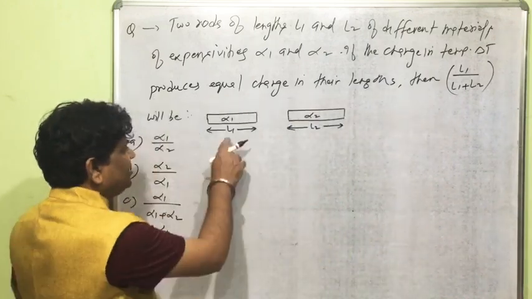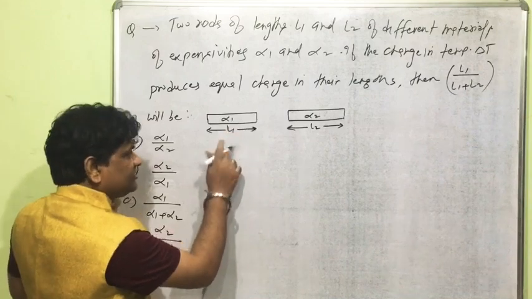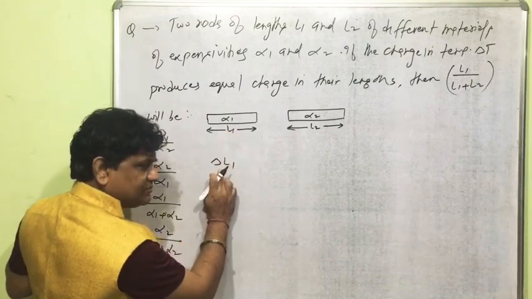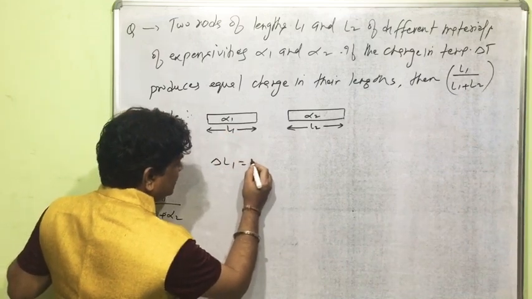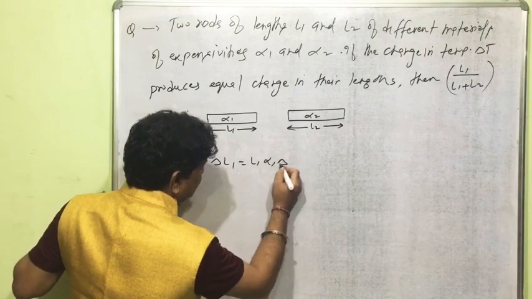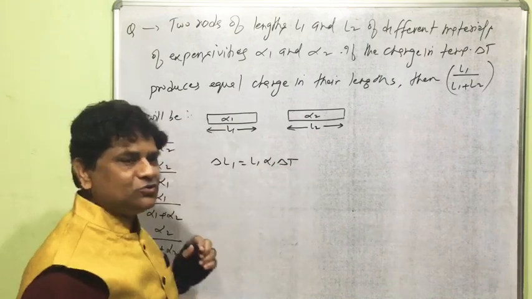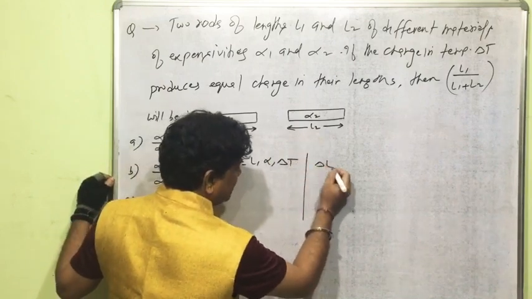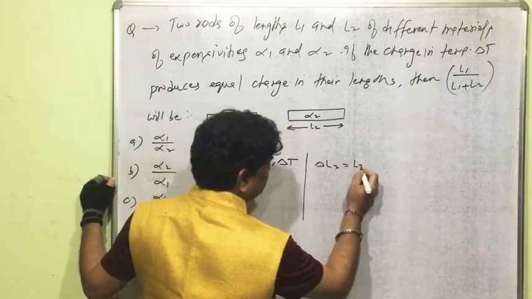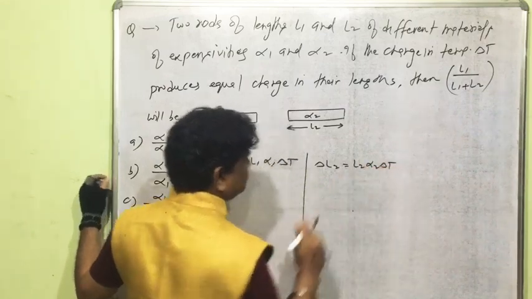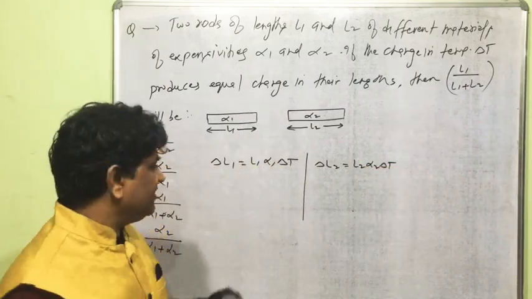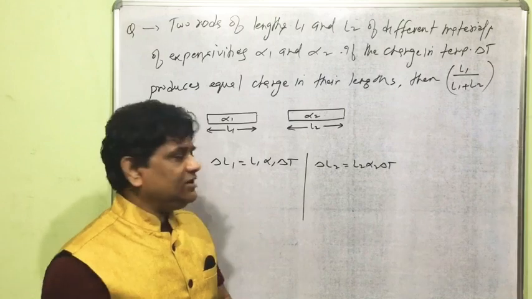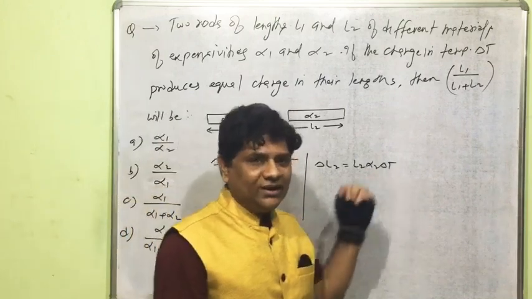So, what is the change in length of the first rod? Suppose delta L1 is equal to L1 alpha 1 into delta T. Now, the change in length of the second rod is delta L2, equal to L2 alpha 2 into delta T. It must be clear here: the change in temperature is delta T here, and it is also delta T here.